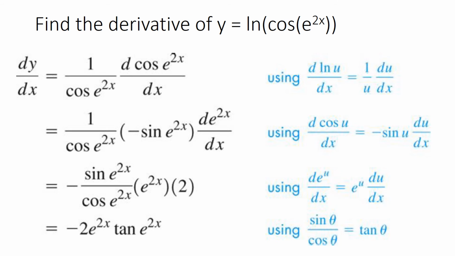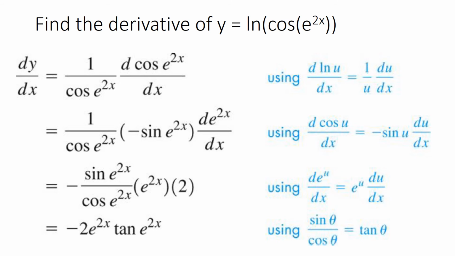So let's write that down. Now I've got negative sine e to the 2x multiplied by whatever the derivative of e to the 2x is. And going to the third row, now we've got the negative sine e to the 2x in the numerator. We've got a cosine e to the 2x in the denominator. And now we're taking the derivative of e to some function of x.